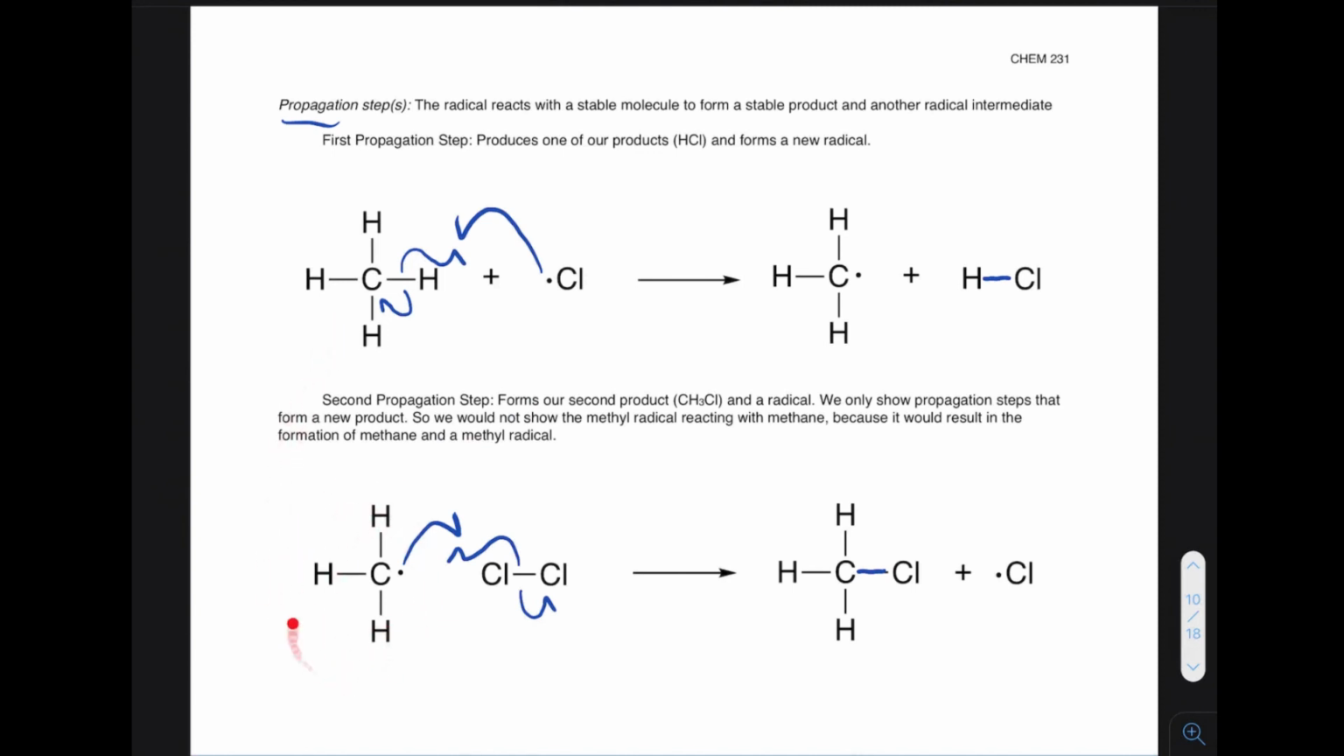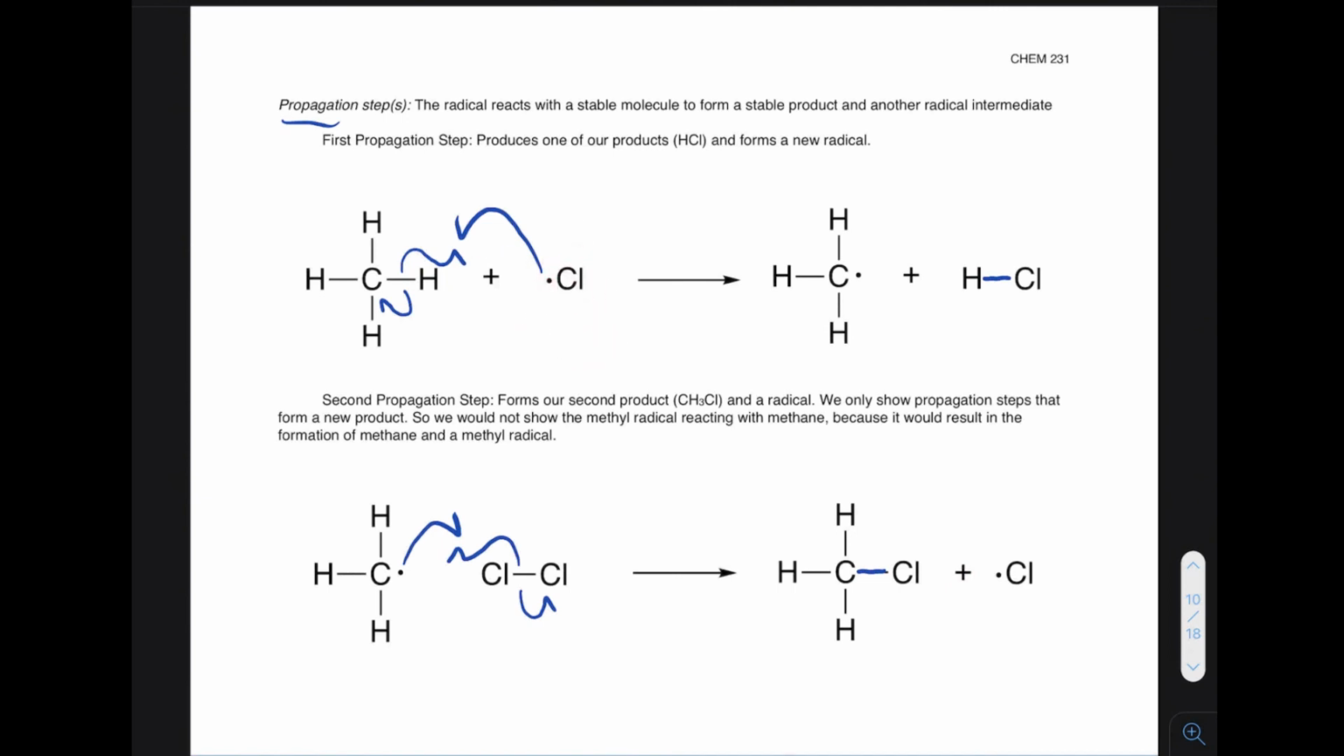So we have to show the methyl radical reacting with Cl2, because not only do we end up with a chlorine radical to continue propagating, we end up with our new product. But the chlorine radical, we can say, moves on to continue propagating the radical reaction, where the chlorine radical is now free to continue to react.